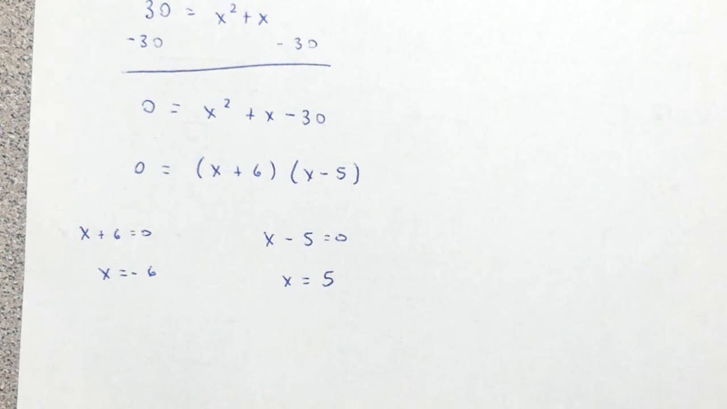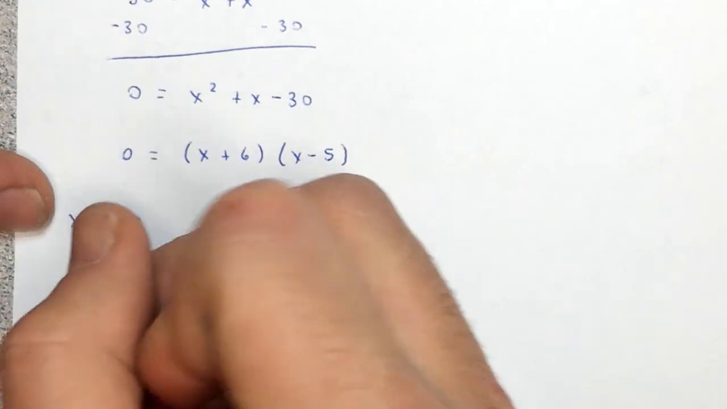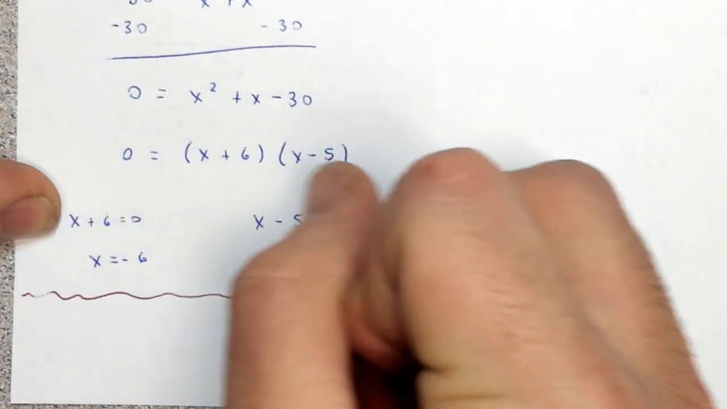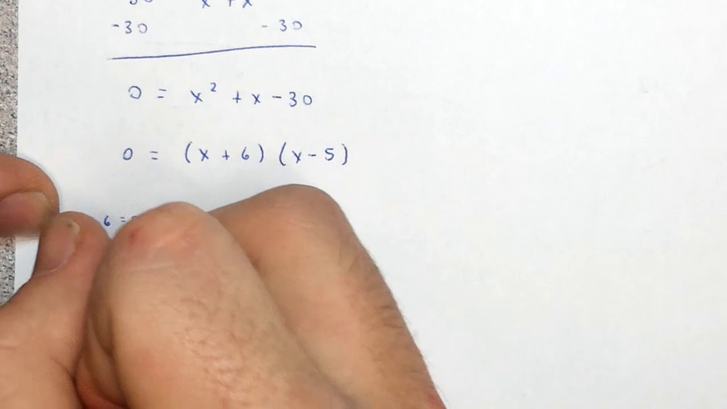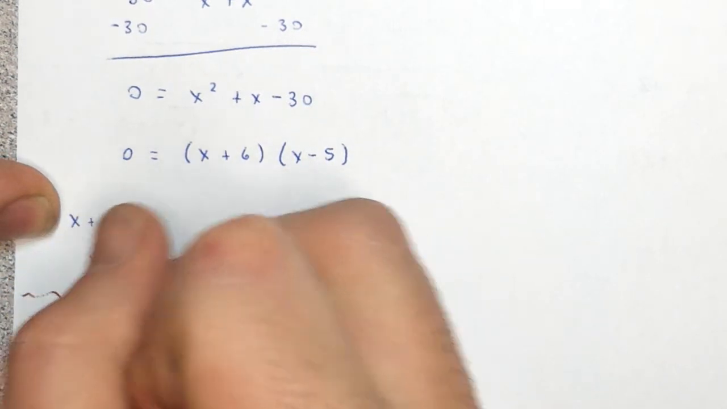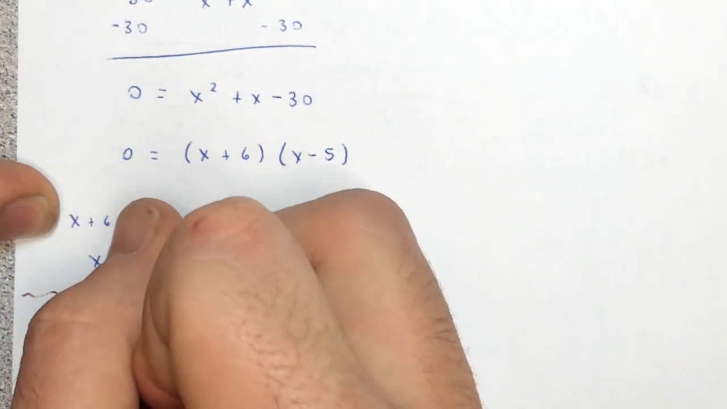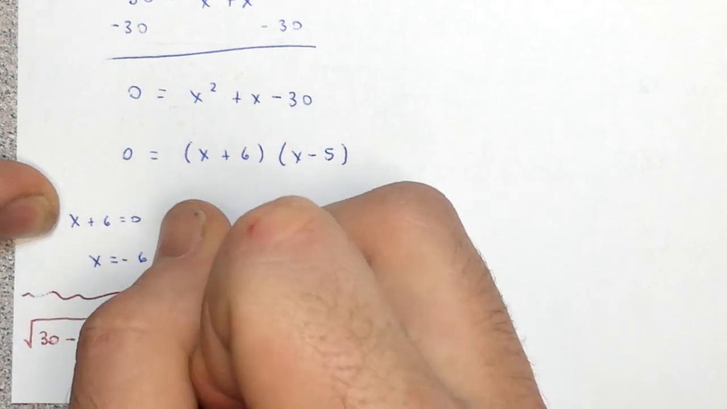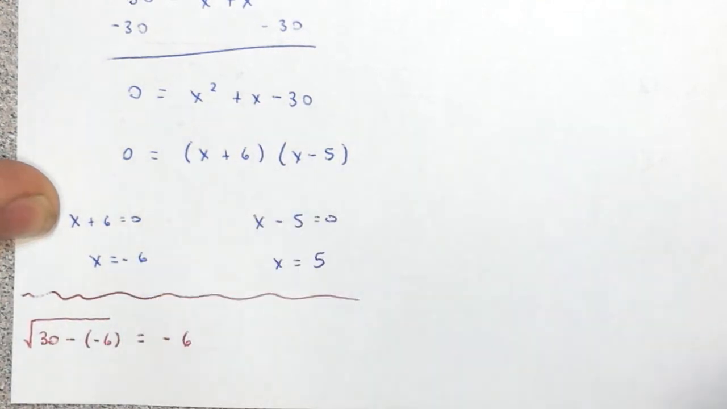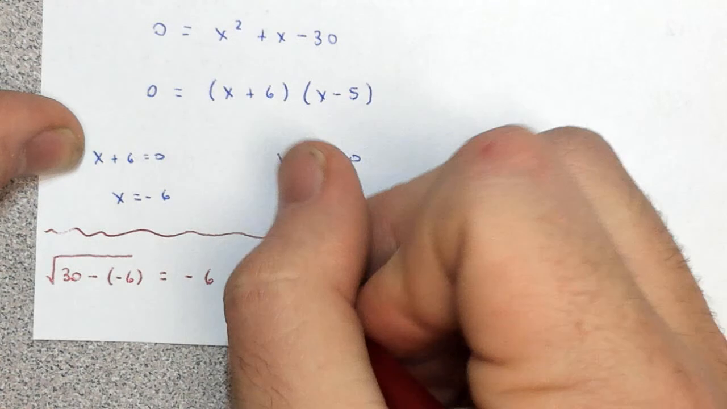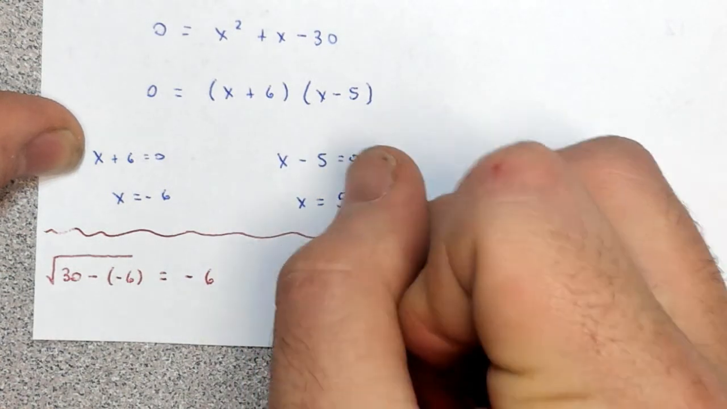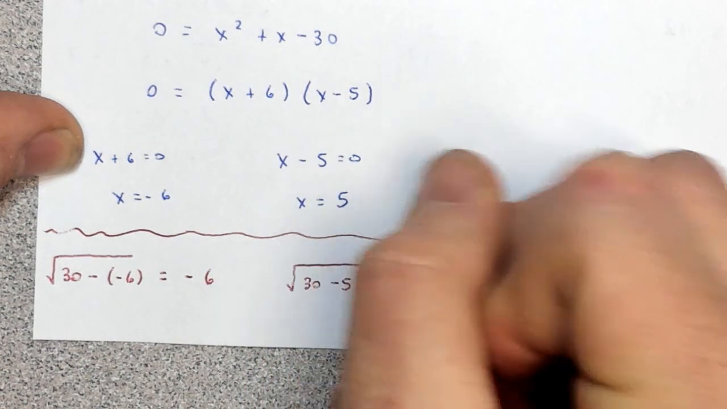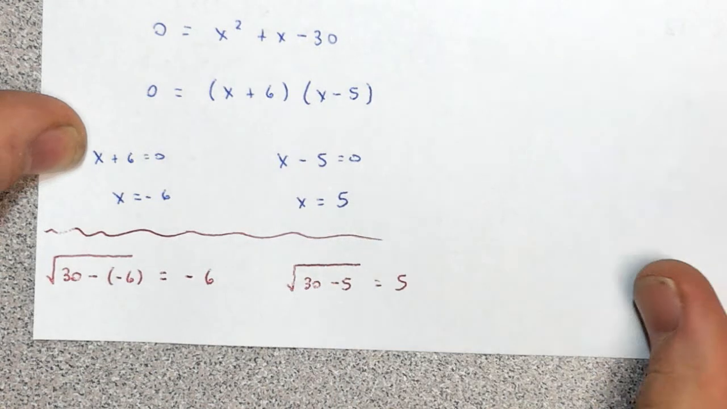Which one should I box? Or should I box both of them? How do we know? Yeah, I got to check them real quick. And these should be fairly easy to check. Here's my check step. First I take the negative 6, so square root 30 minus a negative 6 is equal to negative 6. Then take the 5, do the same thing. Square root 30 minus 5 is equal to 5.